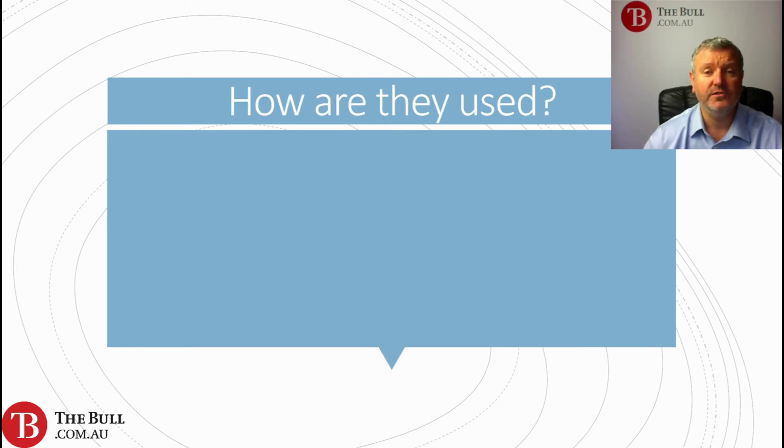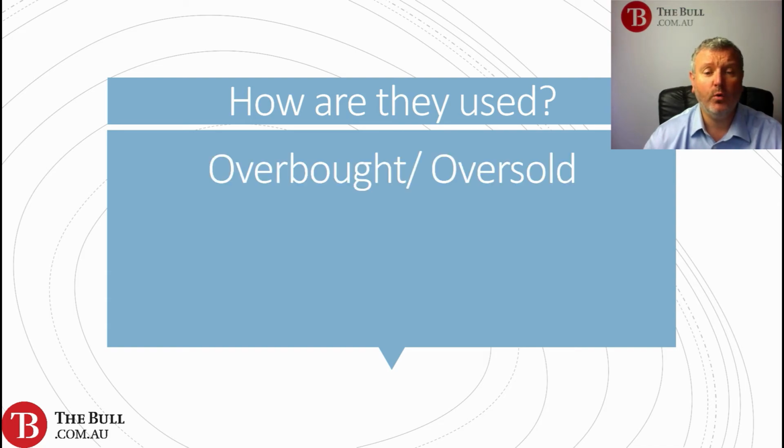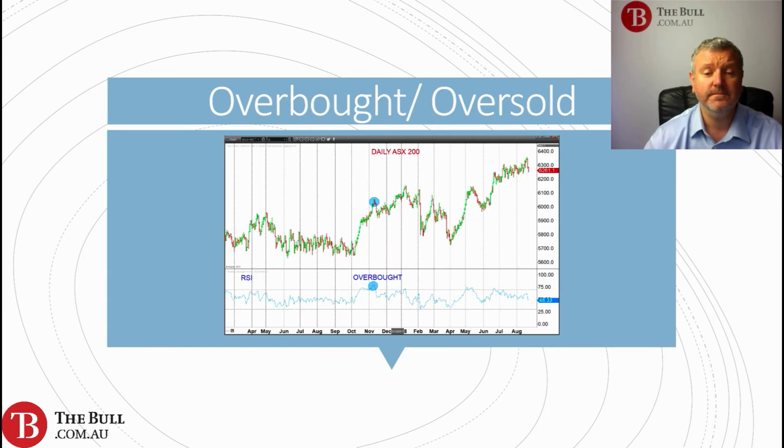So how are they used? Well, here we're going to look at three ways in which they're used. First, for overbought and oversold indicators. And here we have the RSI hitting overbought territory. It's going very high in the lower part of the chart. And we can see the daily ASX 200 chart going to an overbought condition, and then the market correcting, retracing after it hits that overbought position.